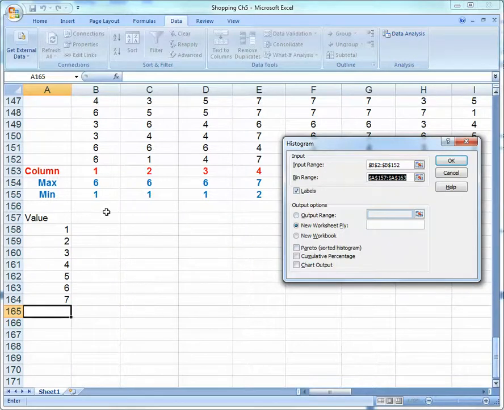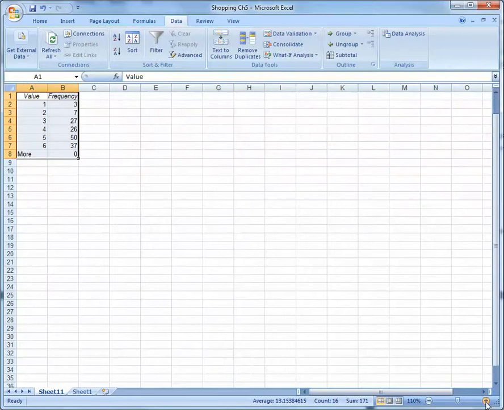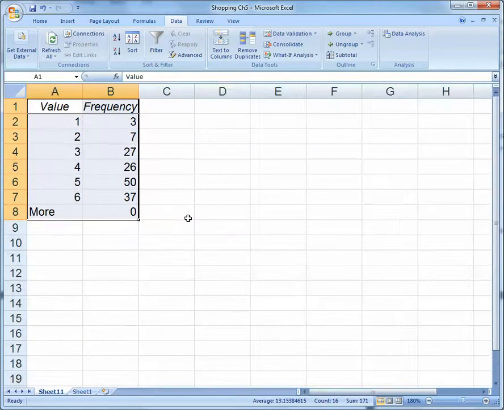For this piece of information, they only range from 1 to 6, and so I don't need that value 7. That was when we were working with spending. Then there was a category 7, but not in this one. So for my bin range, I'm simply going to grab the title value and scroll down to 6. I want this in a new worksheet, and I don't need a chart. I just need the frequency distribution. I say OK, and there's our frequency distribution.